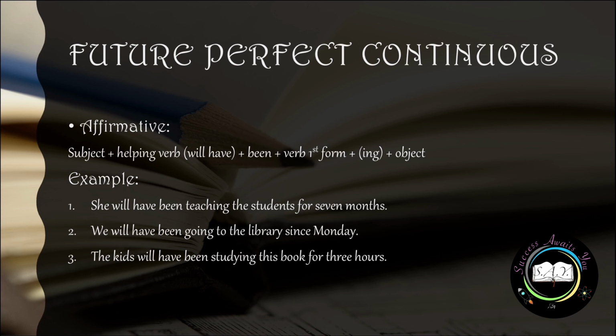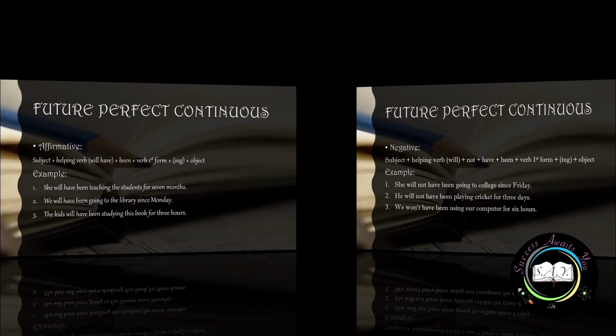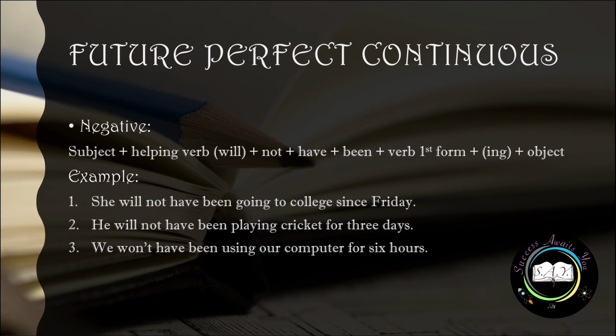Examples can be, she will have been teaching the students for 7 months. We will have been going to the library since Monday. The kids will have been studying this book for 3 hours. For future perfect continuous negative, we will add word not in the helping verb. Then it will become will not have been, while rest of the structure remains same. For example, she will not have been going to college since Friday. He will not have been playing cricket for 3 days. We won't have been using our computer for 6 hours. As you can see here, will not have been can be shortened to won't have been.